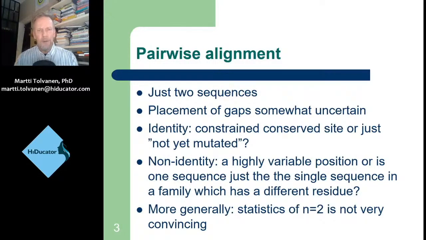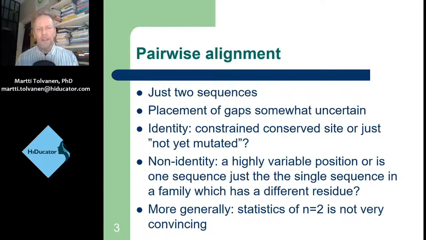Pairwise alignments are a bore, just two sequences. We don't know if the gaps are quite correct, and for a conserved site, an identity, we don't really know if it's truly conserved and constrained in evolution or just something that didn't have time to mutate.